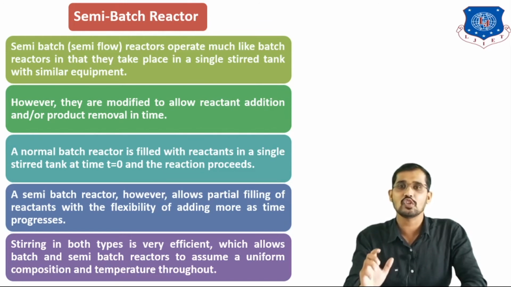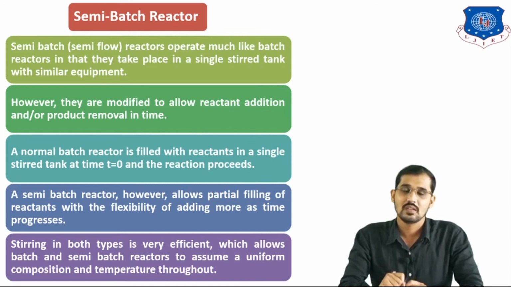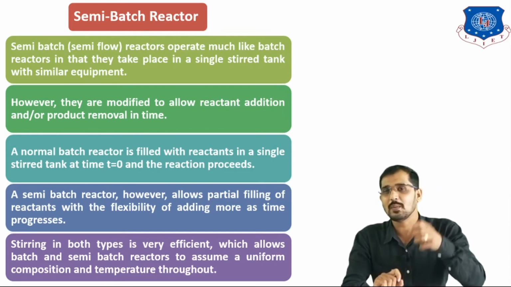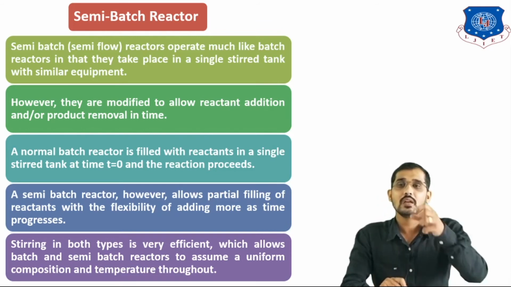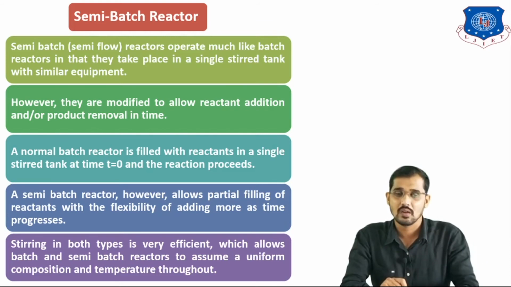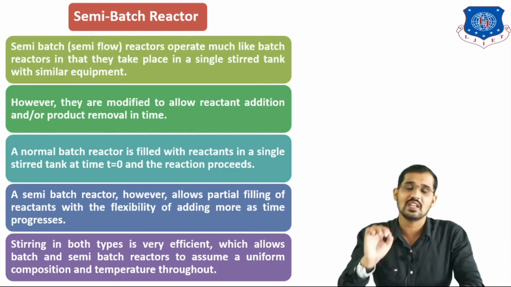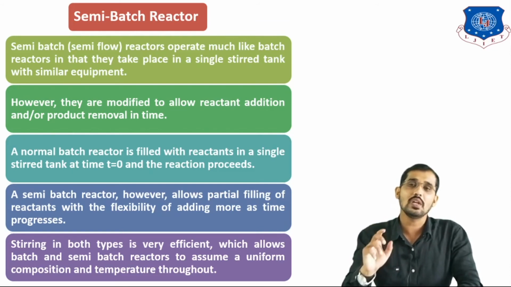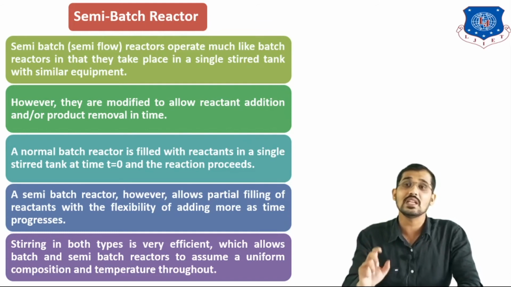The last point is that stirring in both types is very efficient, which allows batch and semi-batch reactors to assume a uniform composition, or I can say uniform temperature, throughout the reactor system. That's why this is a very efficient process, because in this reactor, whether batch or semi-batch, temperature and composition are uniform throughout. At any position in the reactor, the composition of the reactant and product, and the temperature of the product or reactant, is uniform. So this is all about the semi-batch reactor and batch reactor.